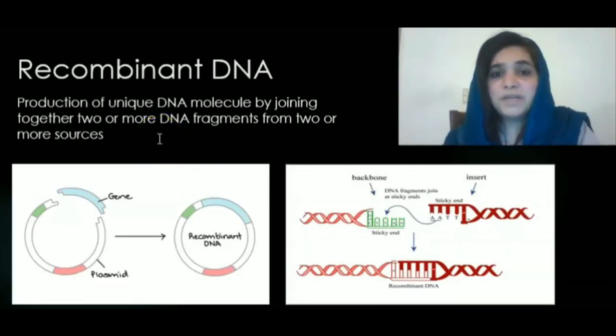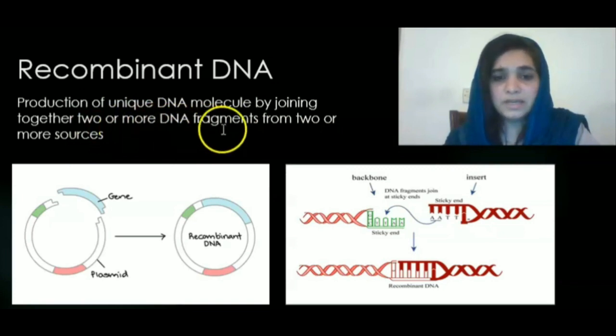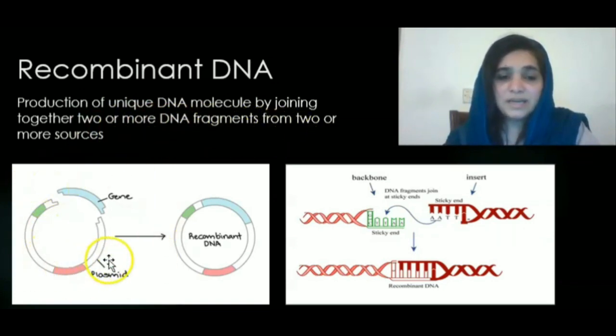Now, what is meant by recombinant DNA? Production of a unique DNA molecule by joining together two or more DNA fragments from two or more sources. So here is a diagram that explains what is meant by recombinant DNA. This is a plasmid from a bacterial cell. This is the gene, for example, the insulin gene. When we combine both of the DNA, it leads to the formation of a recombinant DNA.